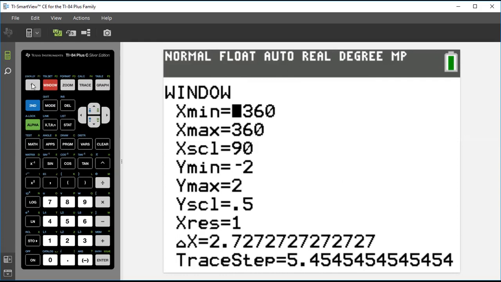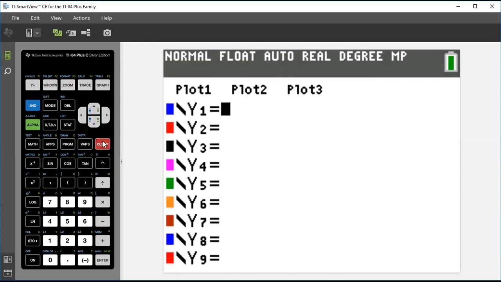So we're going to go back to y equals. And I gave you a cosecant graph, which means that is the reciprocal of which trig function? Sine. Yep. So in the calculator, I'm going to type 1 divided by sine of x. And I'm going to hit graph.